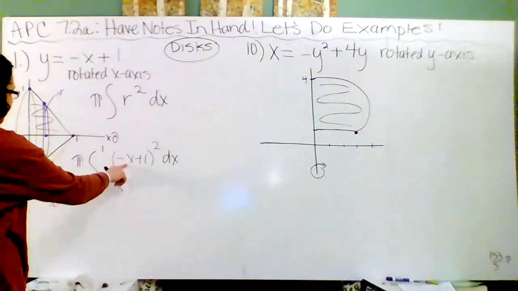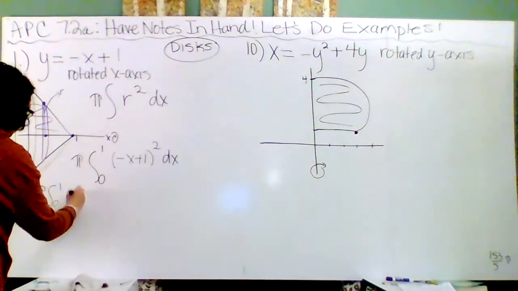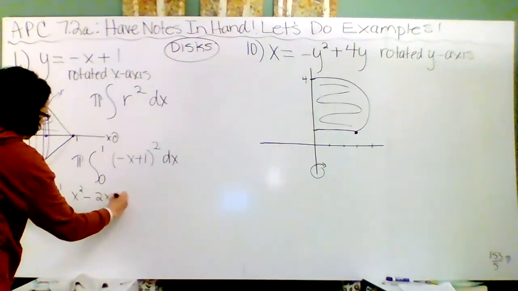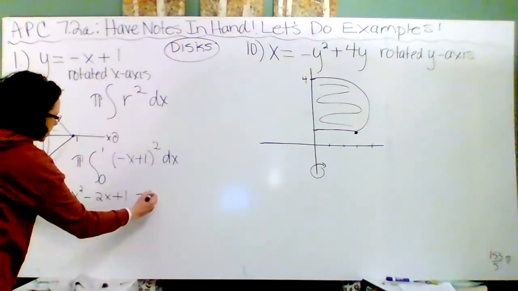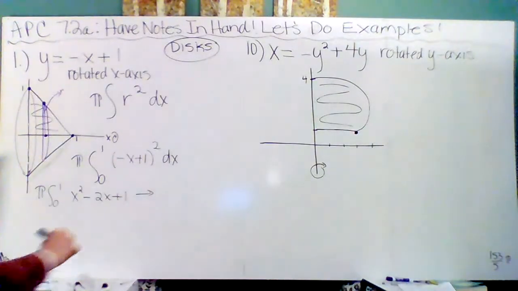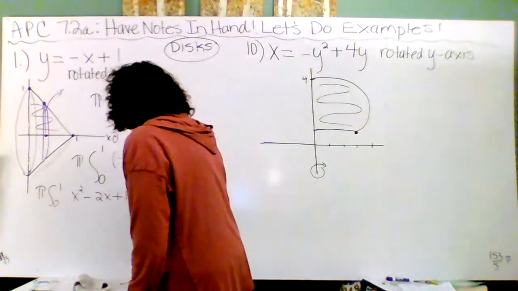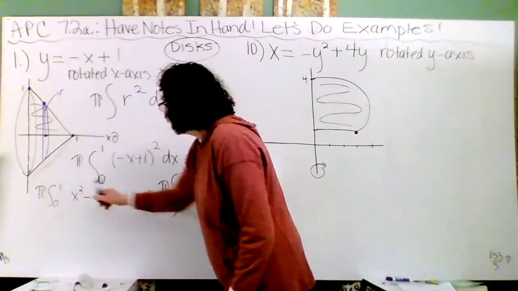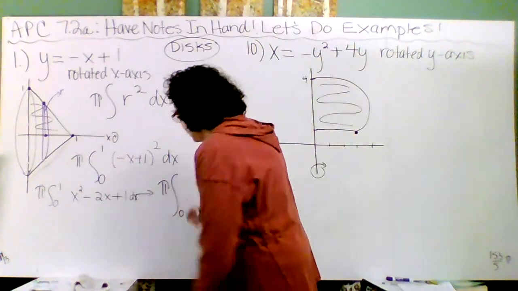Right? So a negative x times a negative x is an x squared. I have minus x is minus 2x and a plus 1. Let's go a little to the right here. Oh, and I forgot my dx. Let's actually integrate. So I have pi. This would be x from 0 to 1.